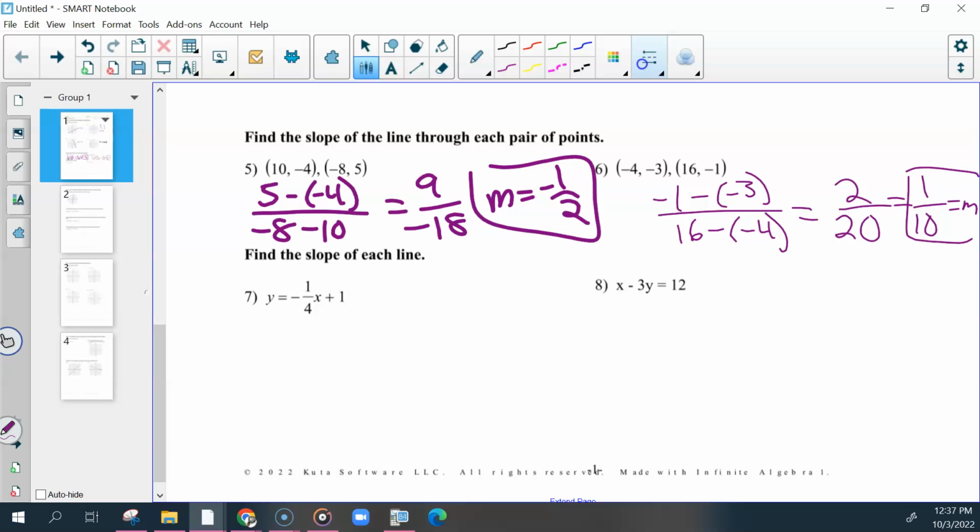7, you just had to find which of these numbers was your slope. There was no work for you to do. So m equals -1/4.